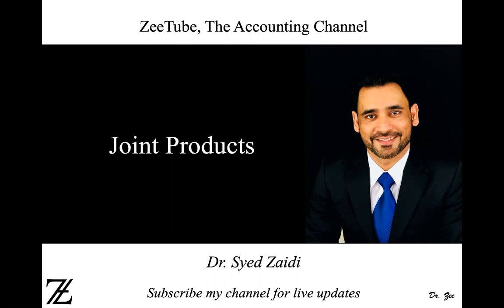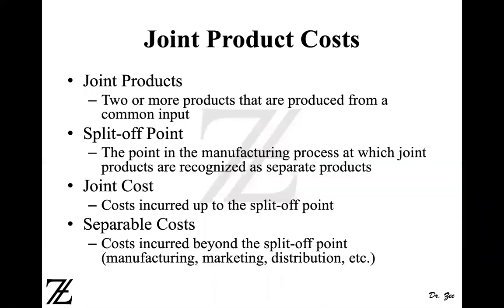Today we're going to discuss joint products. So what are joint products? Joint products are two or more products that we can produce from the same input or from the common input.